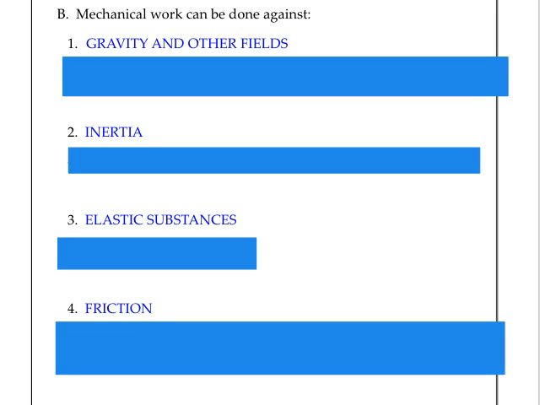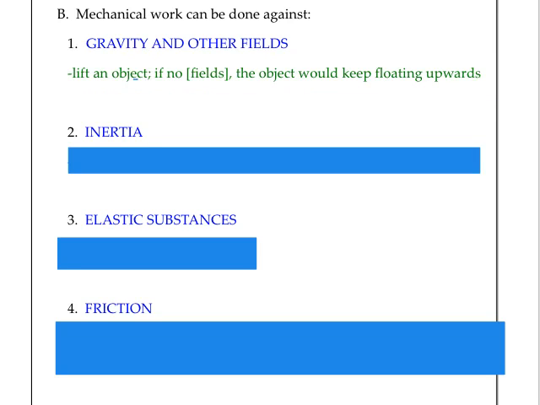There are several different things that work can be done against, and so I'm just going to list these for you and go through a couple of definitions. If you do need to stop and pause the video, feel free to do that if you want to write down some extra information. The first thing that work can be done against is gravity and other fields. An example for this would be if you were to lift an object, then you've done work against gravity. Now, when we say other fields, that means electric or magnetic fields, but that's something that we'll talk about right at the end of the year. So for right now, we'll just talk about gravity.